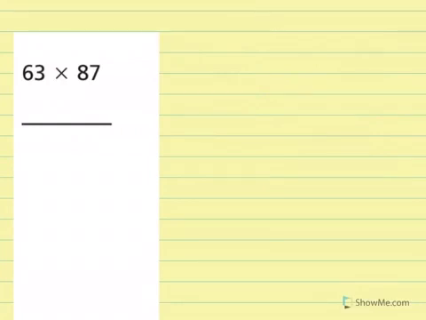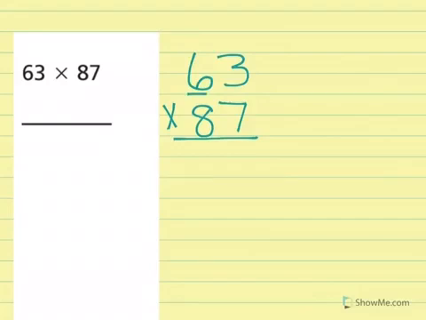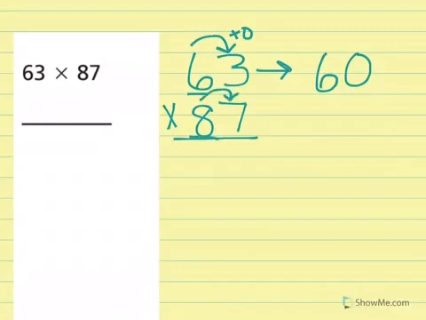Okay, in this example, I have 63 times 87. I'm going to round to the tens place. It is less than 5, so I add 0. So 63 is closer to 60 than 70. I underline the 8, draw my arrow to the 7. It's larger than 5, so I add 1. So the 8 becomes a 9. So 87 is closer to 90 than 80.